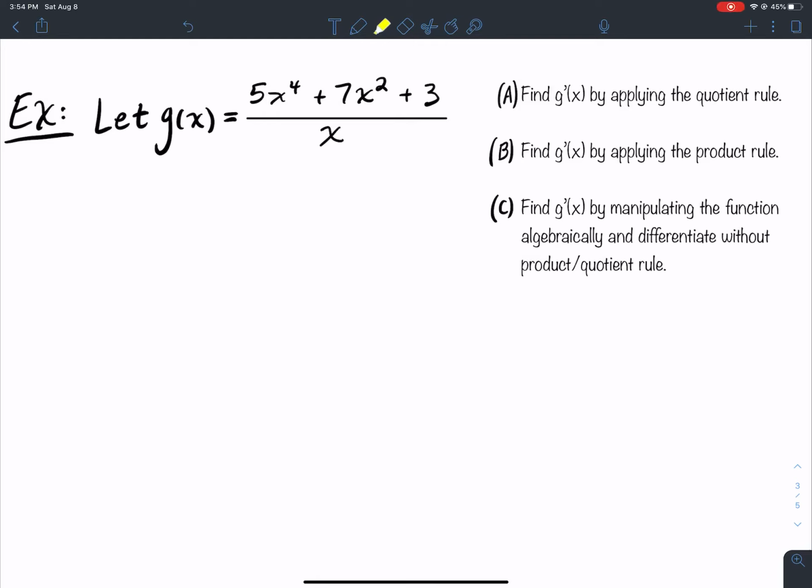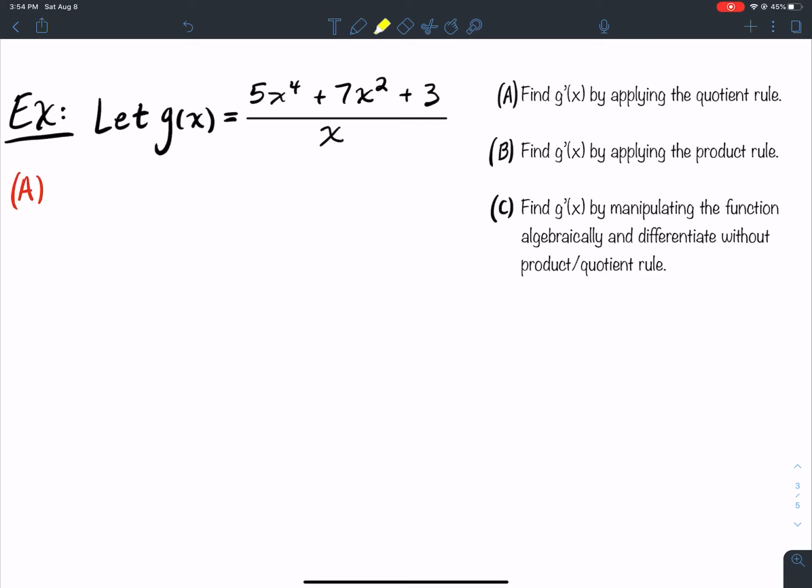Okay, so in this video, we've got a function and we're going to do 3 derivatives of this. The first time we're going to take the derivative, I'm going to use the quotient rule. The second time I take the derivative, I'm going to apply the product rule. And then the last time, to find the derivative, I'm going to manipulate the function algebraically and then differentiate so that I don't have to use the product or the quotient rule. Okay, so 3 different ways I'm going to take the derivative of the same function.